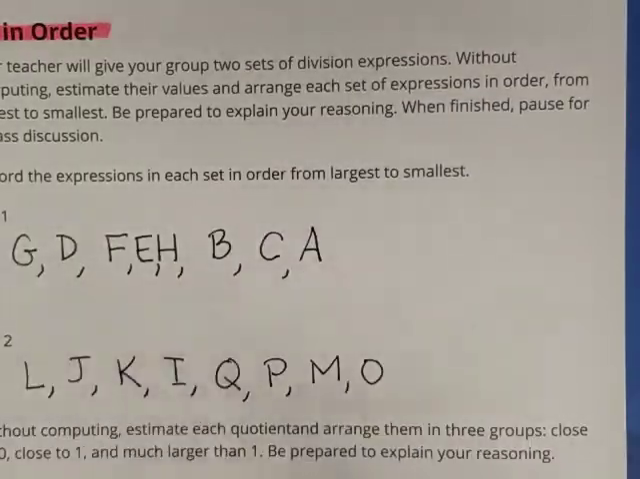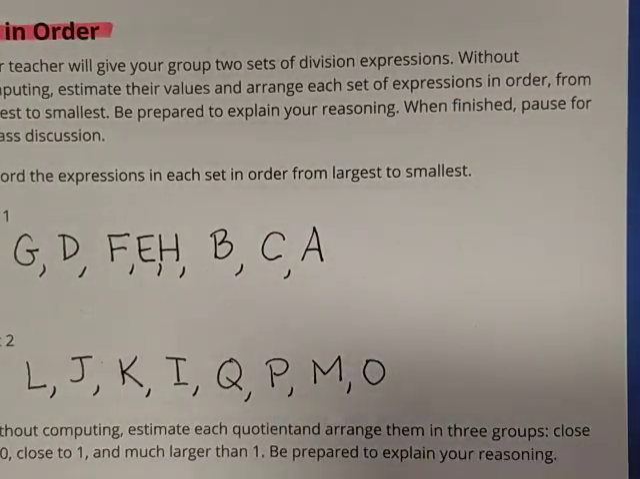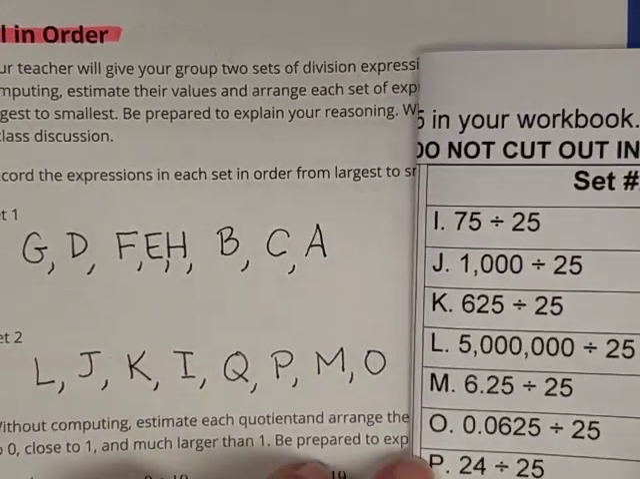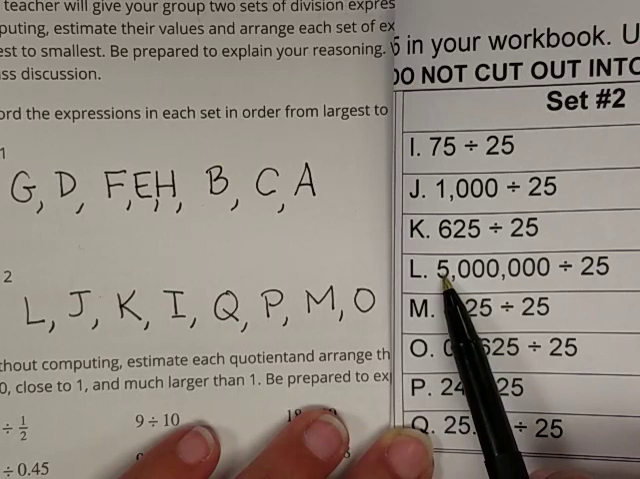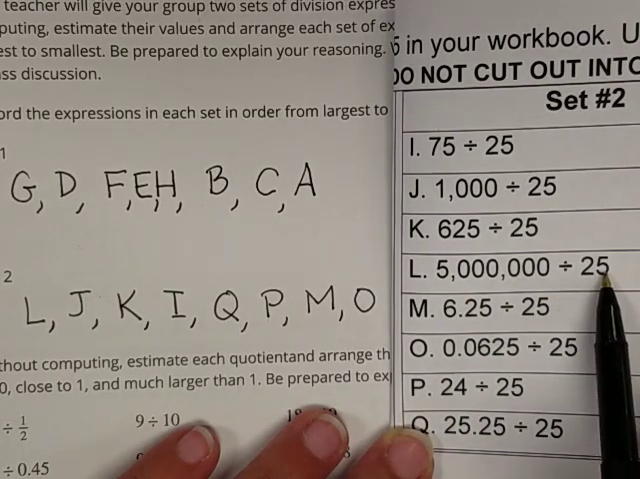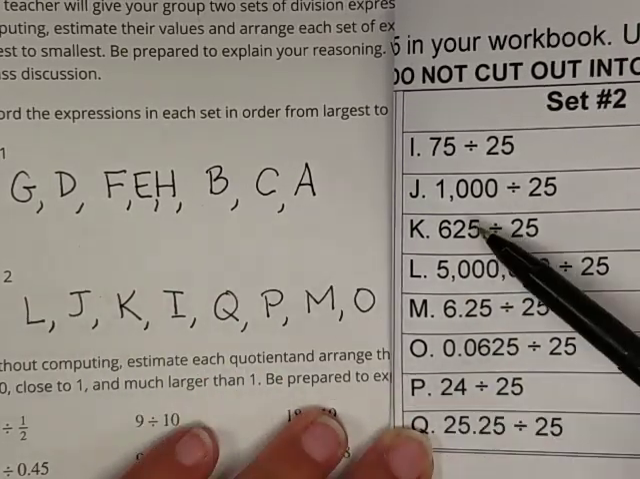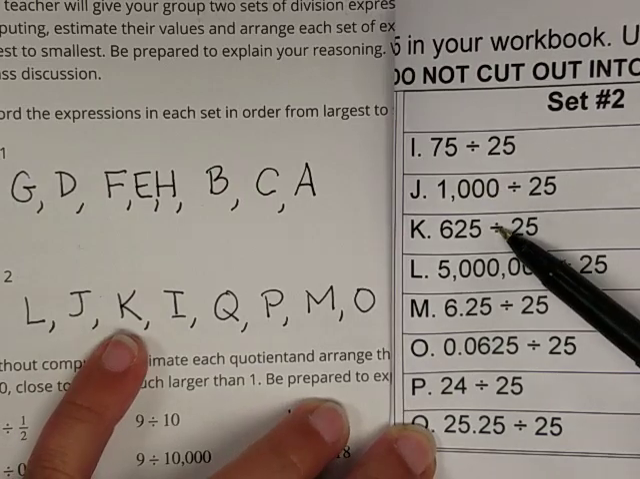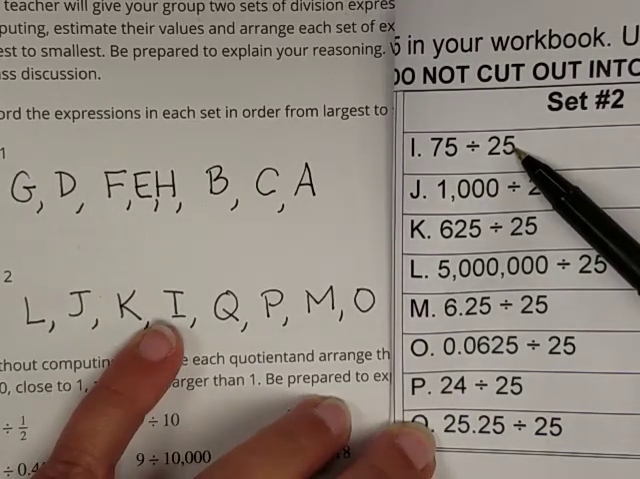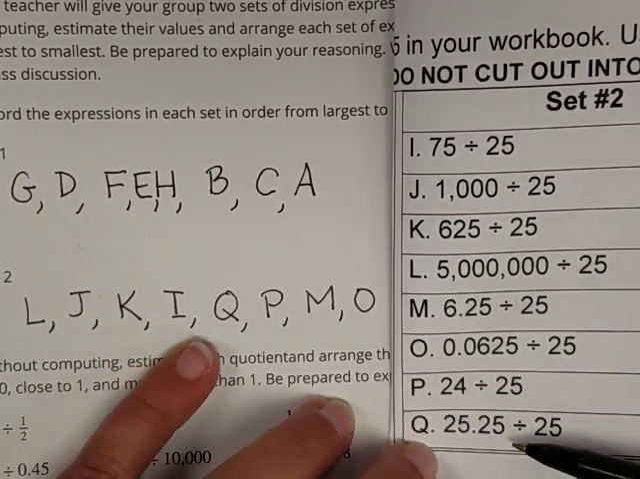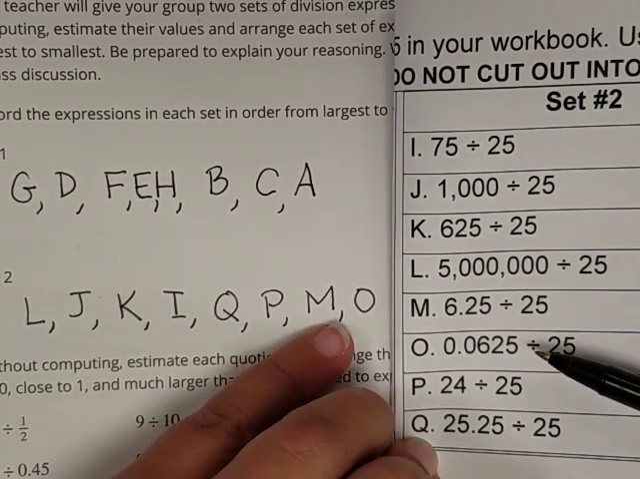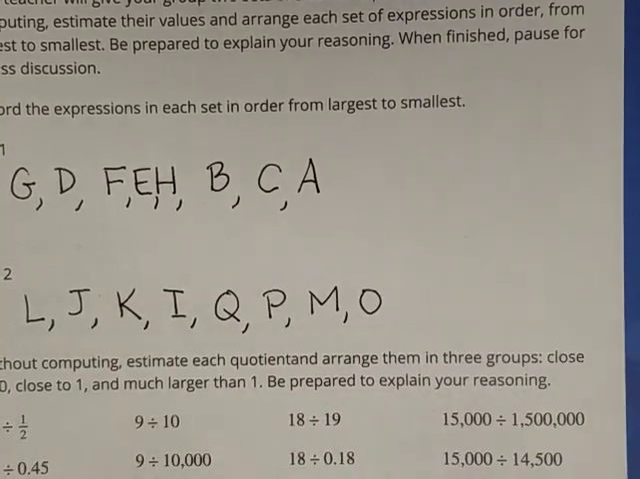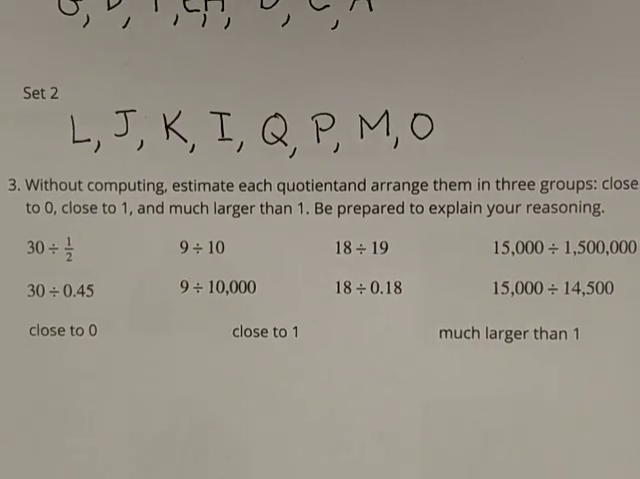Then for set 2, same skills. So L was your biggest, because that was your biggest dividend and your smaller divisor. Then J, then K, then I, then Q, then P, then M, and then O. All right, so that was going in order from greatest to least.